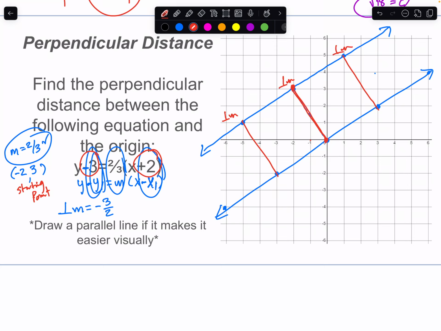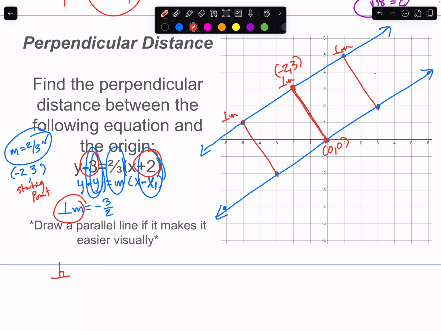And hopefully you can see why the symbol here is perpendicular. It's perpendicular because perpendicular means two lines intersect at 90 degrees, and it forms a nice right angle. That's why we use this notation for perpendicular slope. Now, to find the distance, again, there's two methods. Pick whichever method you feel more comfortable with. I can use this point and call it negative 2, 3, and this point of 0, 0.